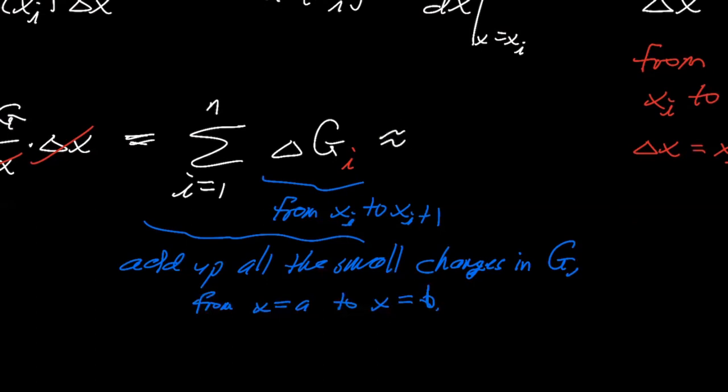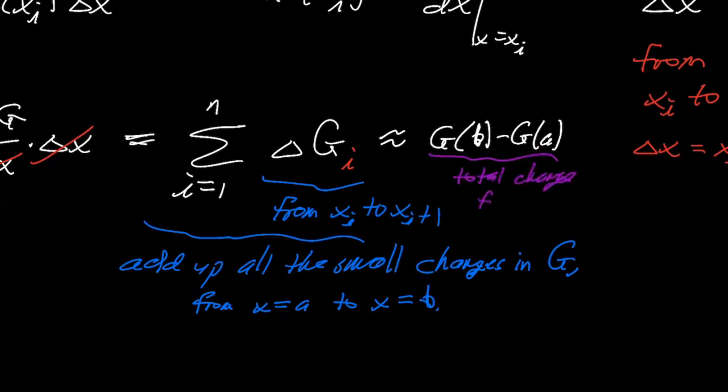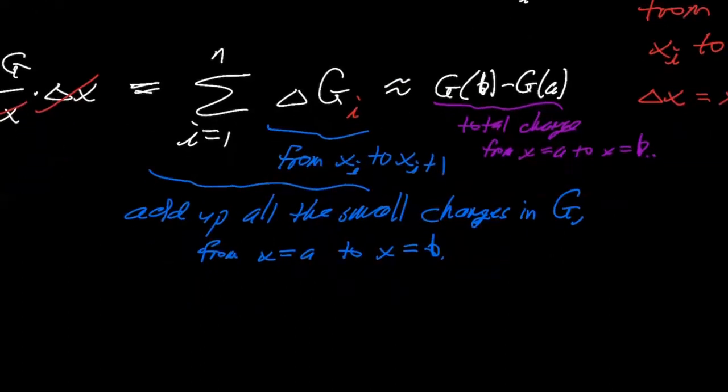This whole thing is approximately g of b minus g of a, because if you add up all the tiny changes, you basically get the total change, right? This right here is the total change from x equals a to x equals b. And so somehow the fundamental theorem of calculus is basically really just saying you're adding up a bunch of small changes to get a total change.